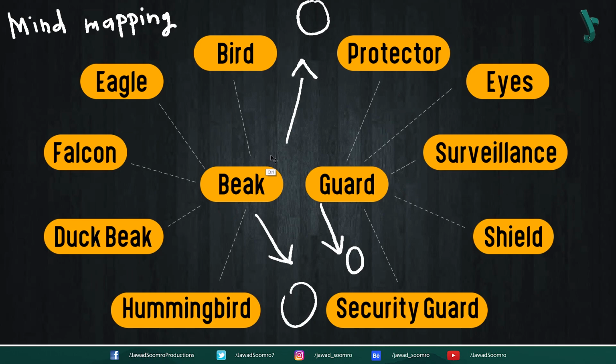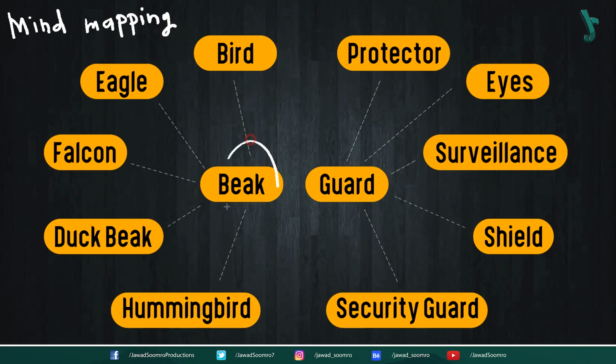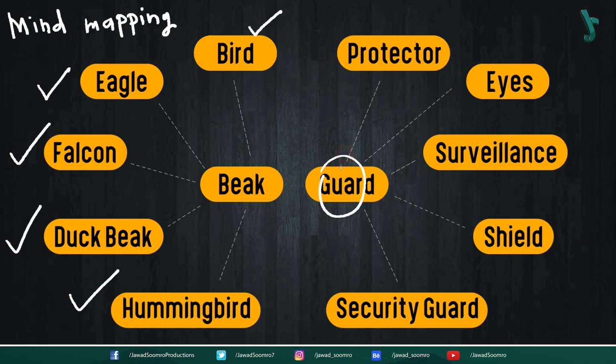So, the two most obvious keywords that looked appealing to me were beak and guard, which is actually the title. Some words related to beak are bird, eagle, falcon, duckbeak, and hummingbird. Some words related to guard are protector, eyes, surveillance, shield, security guard. These words were not created randomly, but rather by following the right path.